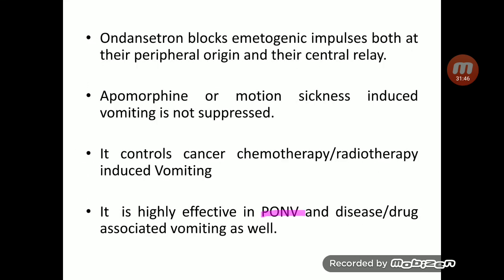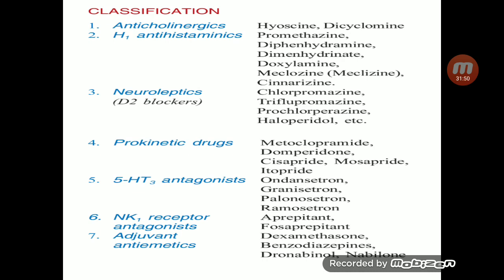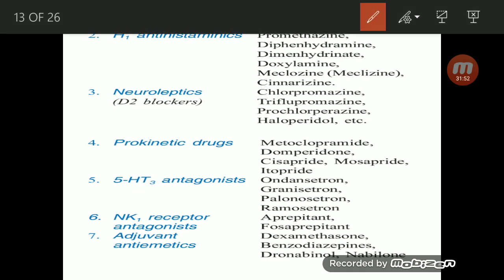So okay, the other drugs under your 5-HT3 antagonist. Another drug is granisetron. When we talk about granisetron, this granisetron is 10 times more potent than your ondansetron. Otherwise all your other actions are the same.